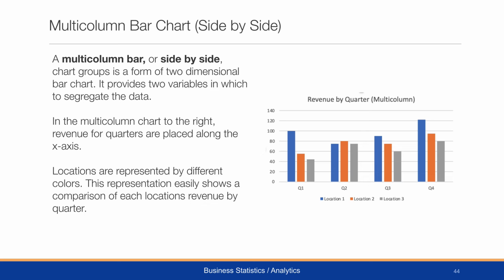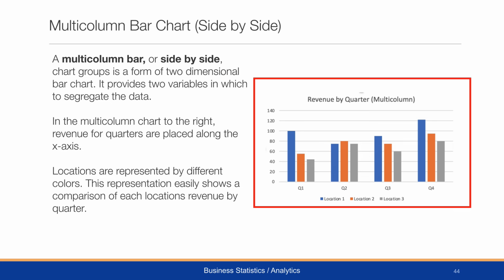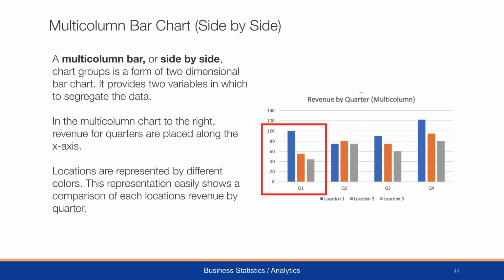A multi-column bar or side-by-side chart is a chart that groups two dimensions together. So it's a form of a two-dimensional bar chart by providing two variables in which to segregate the data. So in the column chart to the right, revenue for quarters are placed along the x-axis. Each quarter is on the x-axis and the revenue is on the y-axis. So we have quarter 1 for location 1, location 2, location 3 represented by the three colors.